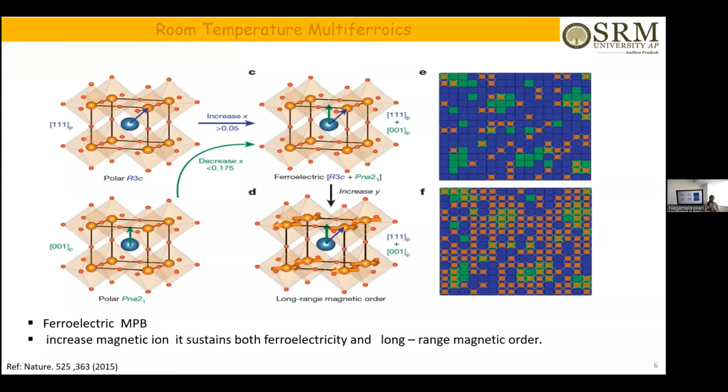They made a new strategy to make room temperature multiferroics. In this system, first they took polar rhombohedral and polar orthorhombic materials and combined them to form a morphotropic phase boundary. In that morphotropic phase boundary, the compositions are ferroelectric. By adding a small amount of magnetic ion, both ferroelectric and antiferromagnetic order is sustained. Magnetic properties also increase by adding a small amount of magnetic ion. So with this strategy they made room temperature multiferroics.